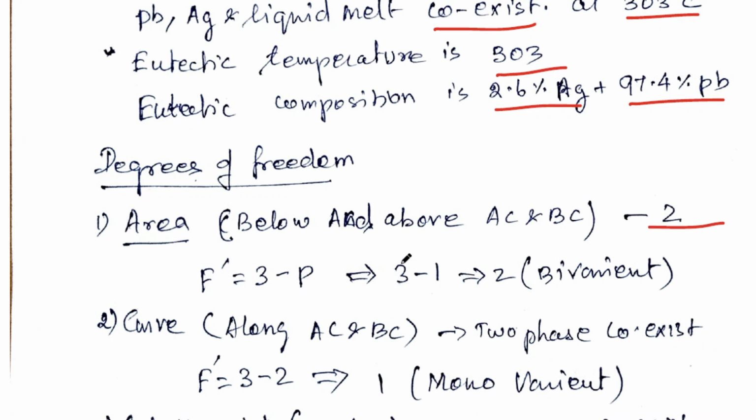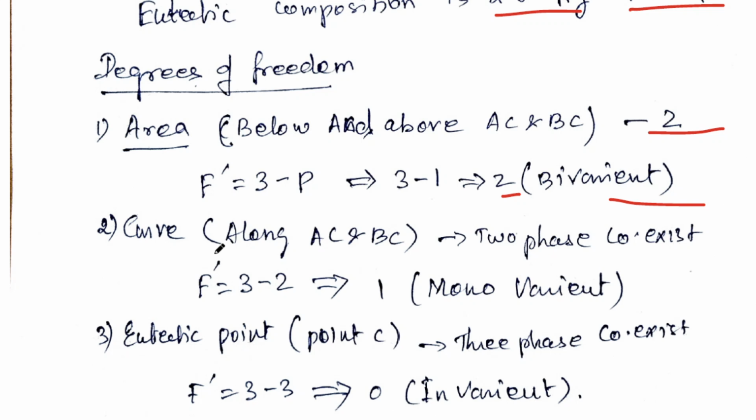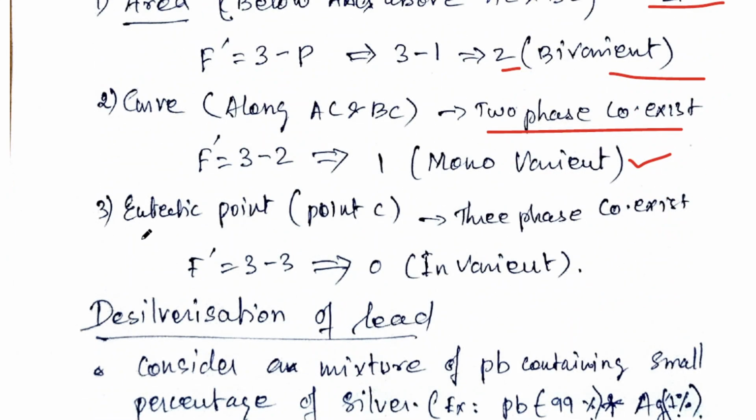We have calculated degrees of freedom in all the areas below and above the curves, and that is 2. There is only one phase in the whole area, so 3 minus 1 is 2, which is known as bivariant. Along the areas where two phases coexist, if you apply 3 minus 2, that is 1, that means monovariant. And at the point C, which is the eutectic point, there are three phases that coexist, and 3 minus 3 equals 0, that is invariant. We have seen all this. We have explained the phase diagram.